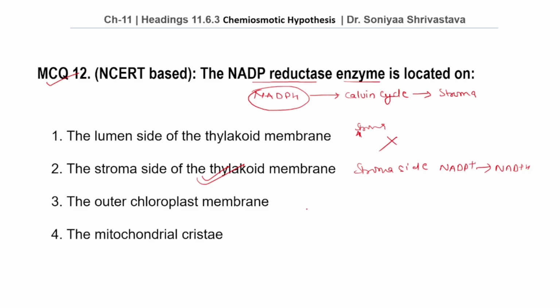Option number 3, the outer chloroplast membrane. No, this option is wrong. NADPH production is part of the light reaction, which occurs in the thylakoid membrane, not the outer chloroplast membrane. So this option is wrong. Option 4, the mitochondrial cristae. This is wrong, obviously. Cristae belong to mitochondria, whereas NADP reductase functions in the chloroplast.